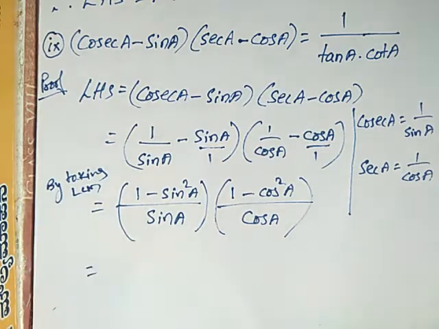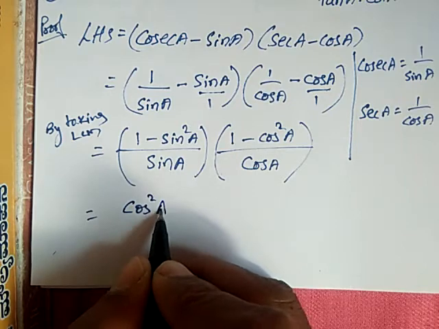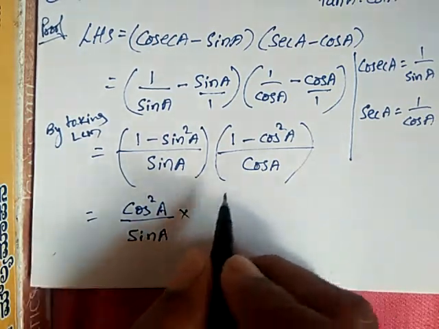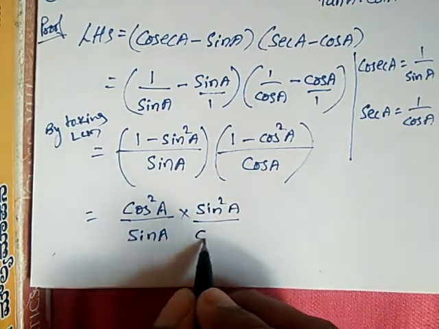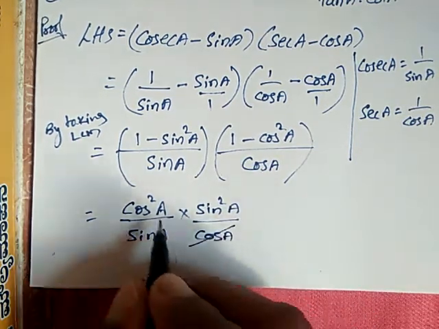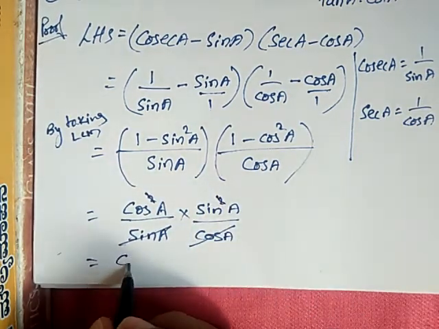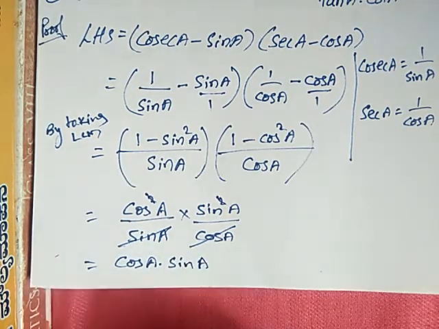So this can be written as (1 minus sin square A), you know the formula, that is cos square A, divided by sin A, into (1 minus cos square A), which can be written as sin square A, divided by cos A. So this cos A and this cos A get cancelled, sin A and this sin A get cancelled. So here it will be cos A into sin A.